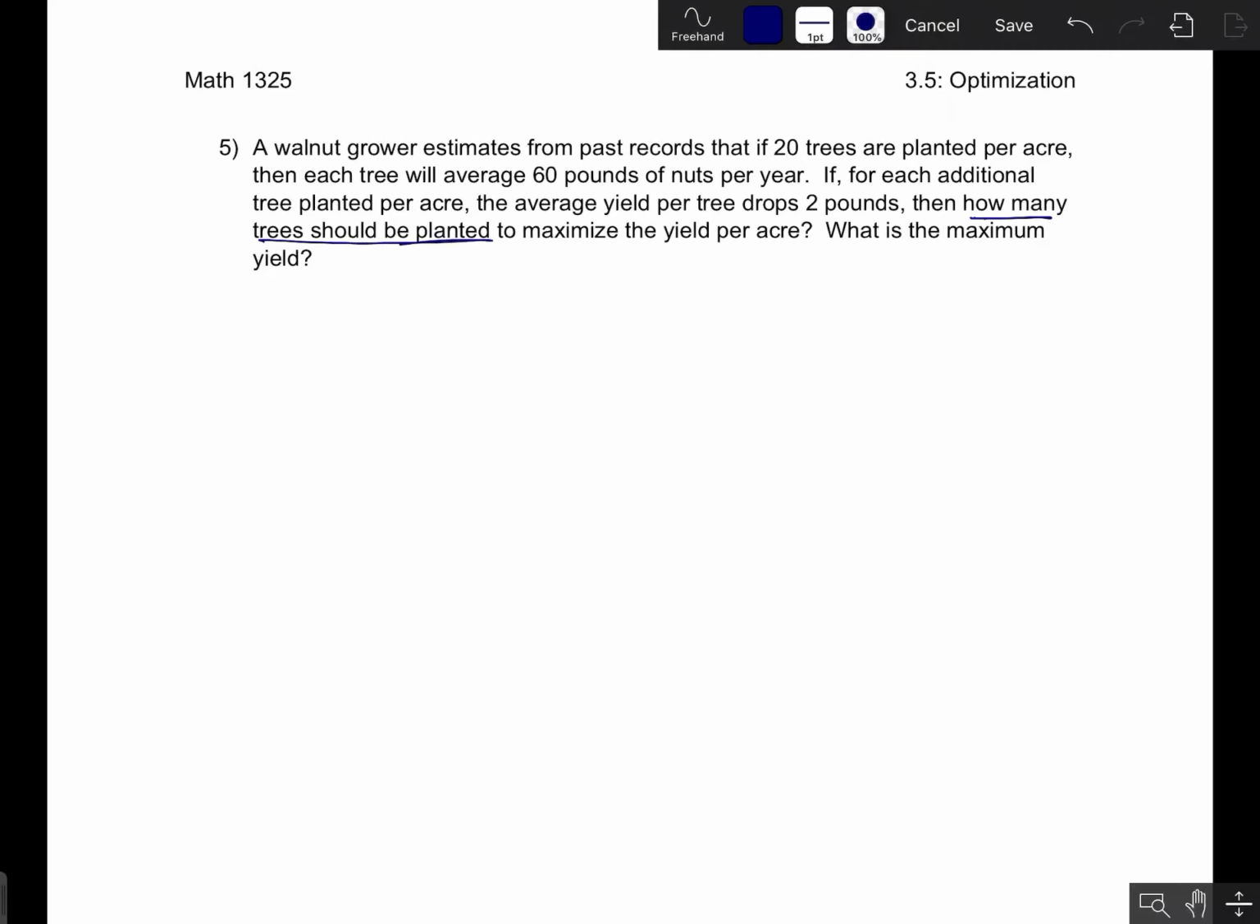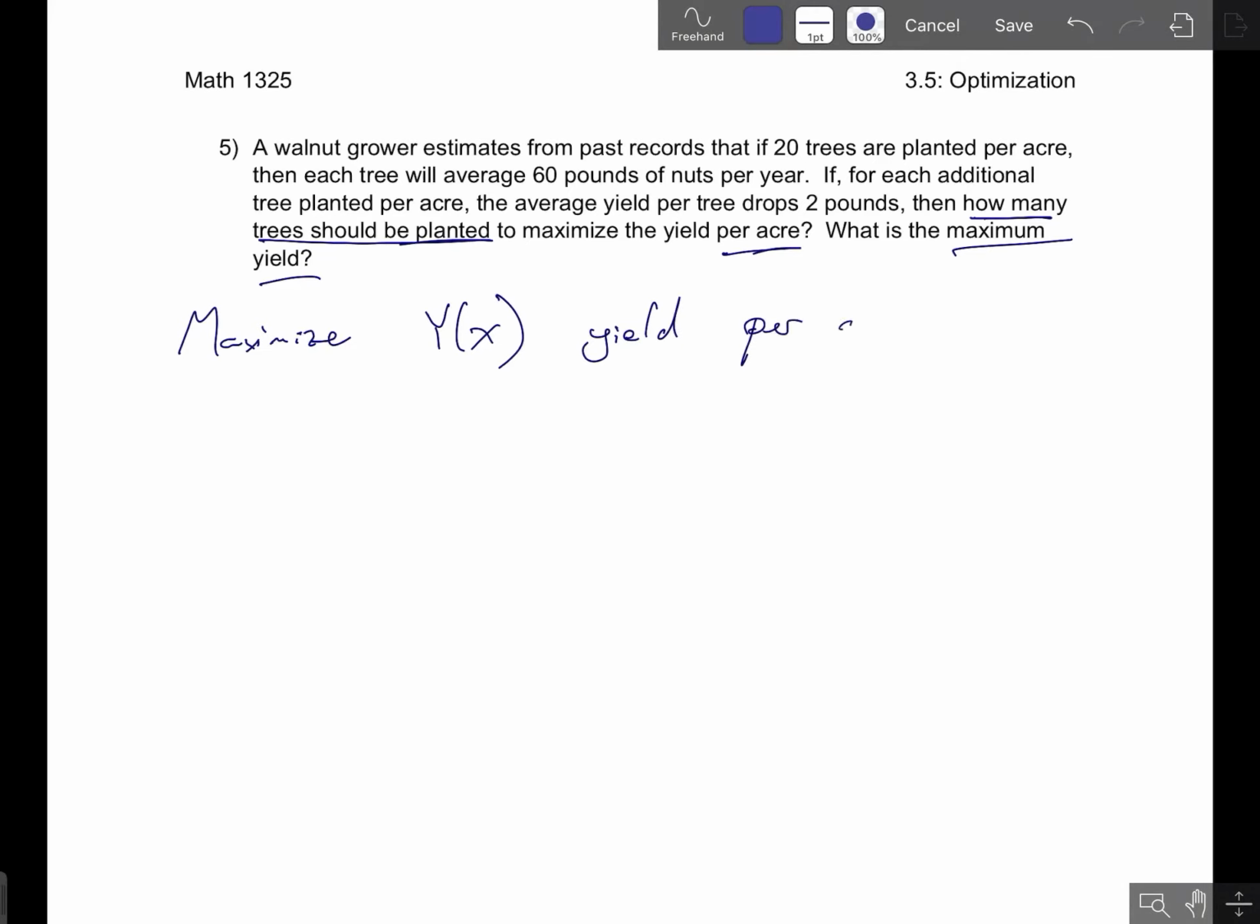So again, it's a good idea to identify what it is that we're trying to find. So we want to know how many trees should be planted per acre. And we also want to know what the maximum yield is. So we'll be maximizing the yield per acre. And here, you can set this up in a few different ways. I'm going to choose the one that I think is the most intuitive.